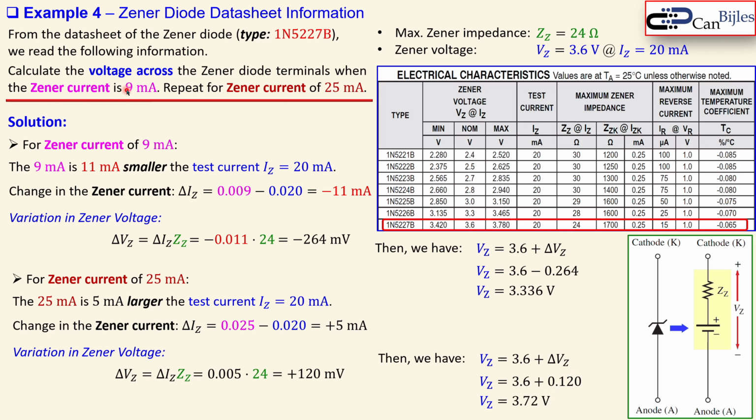So you go in this form. If you change your Zener current from 9 milliamps to 25 milliamps, you will change the Zener voltage, for this case, between 3.34, let's say, to 3.72 volts. Okay, that's for this case.